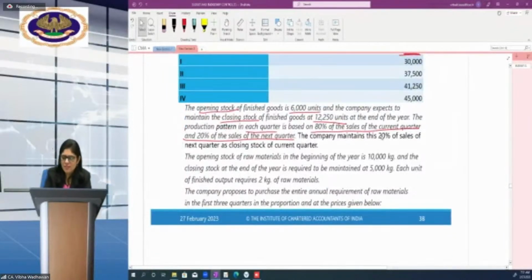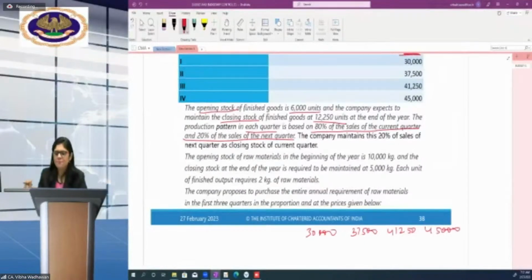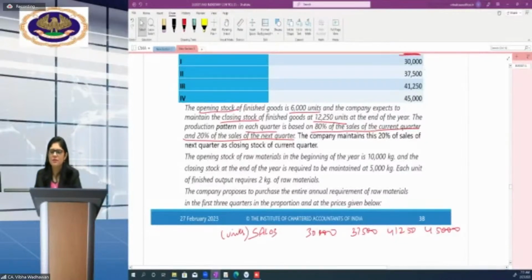So if I just write it over here, I can write 30,000, 37,500, 41,250, and 45,000. Yeah. So we have all the four. I hope it's visible to you on the screen. So we have the sales, and that too in units. The opening stock of finished goods is 6,000 and the closing is 12,250.